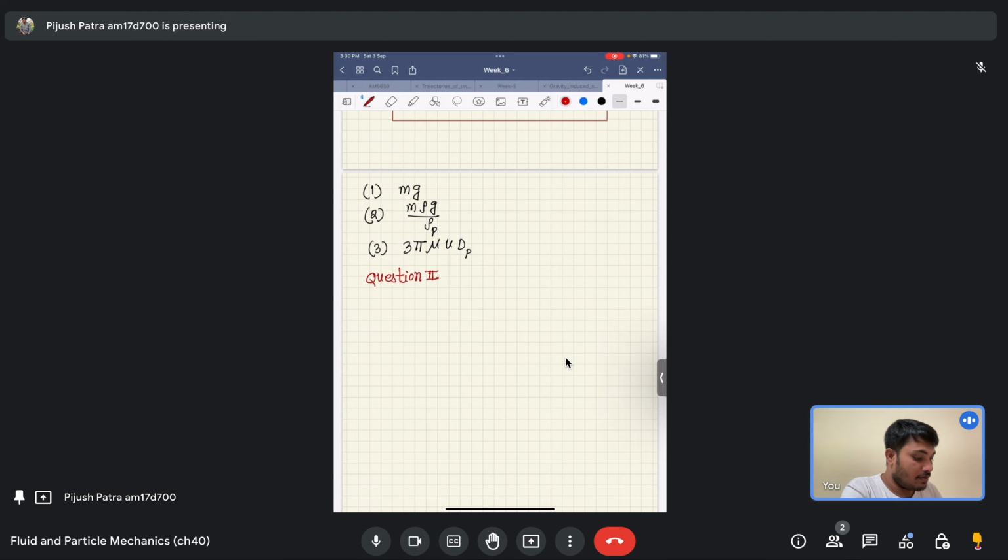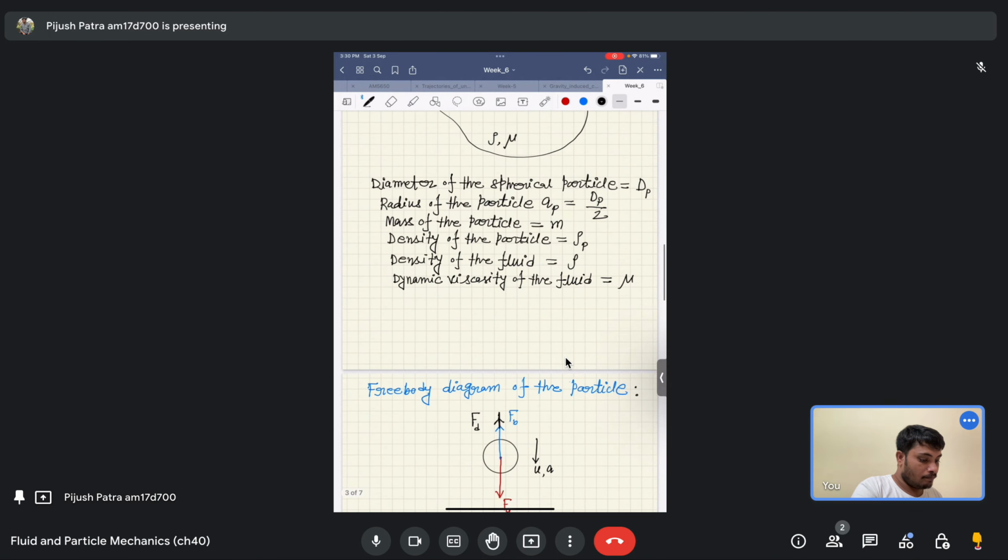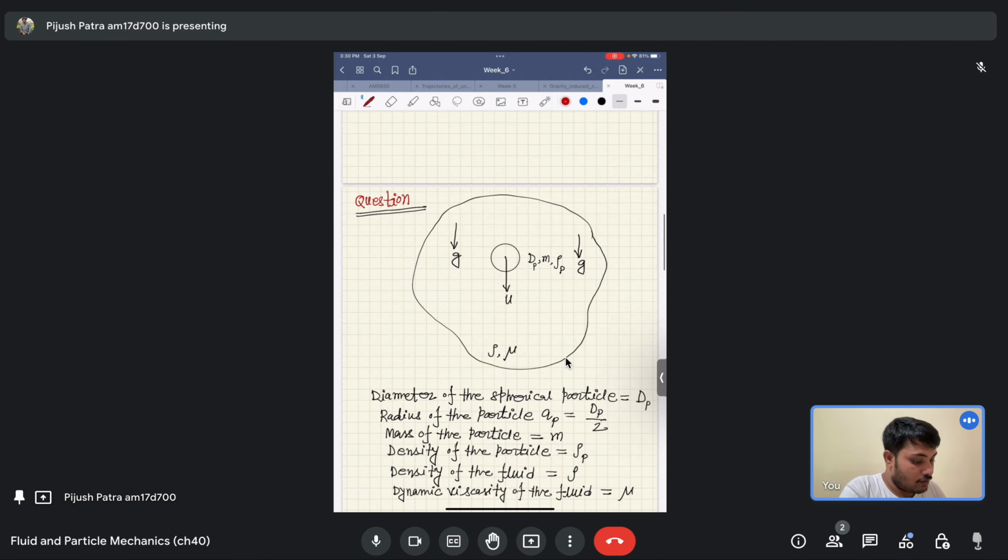Question, let's say this is capital 2. What was that? It was capital 1, right? I removed it. Okay.